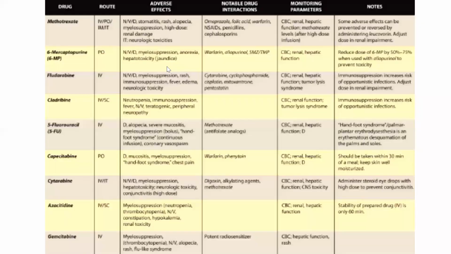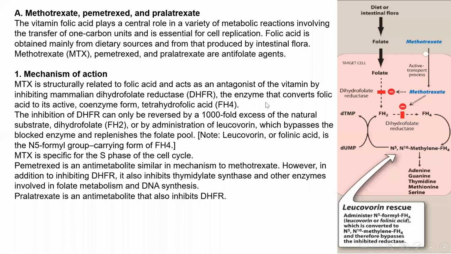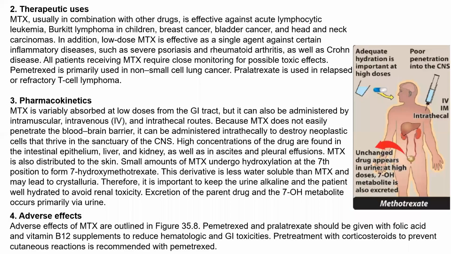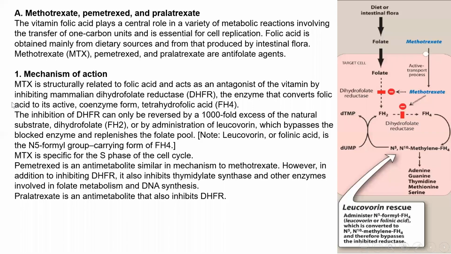We will mention the main characteristics such as the mechanism of action, side effects, and other features from the pharmacokinetics with each drug alone. But if you want to memorize everything from the table, it is up to you. So here in the beginning, we have methotrexate, pemetrexate, and pralatrexate.